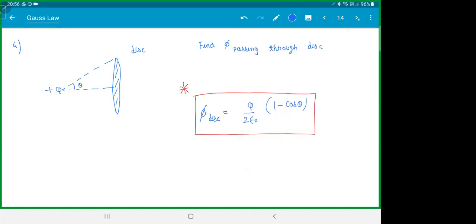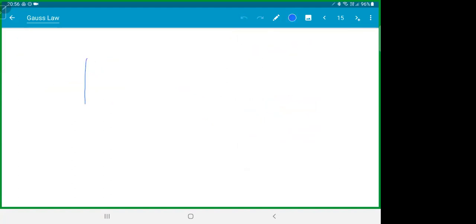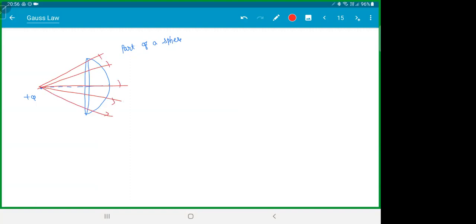So how did we get this? See, if you take a part of a sphere, can you observe something here? Every line that passes through the sphere passes through the disk. That means the flux passing through the disk should be equal to the flux passing through the curved surface. So the flux passing through the curved surface is equal to the flux passing through the disk.